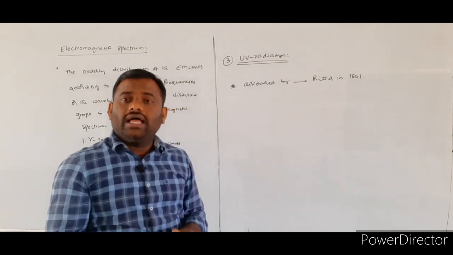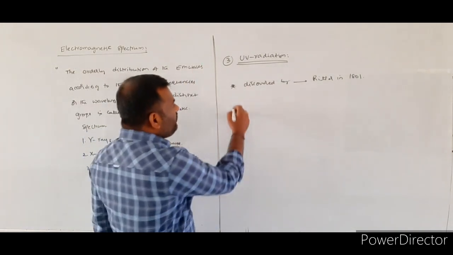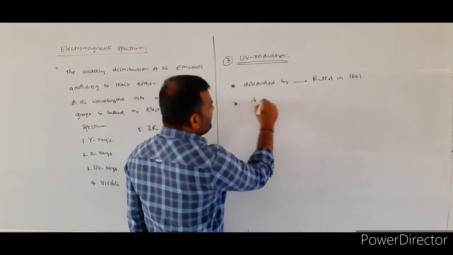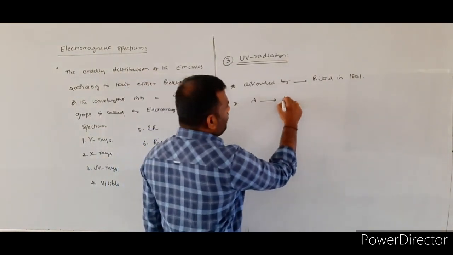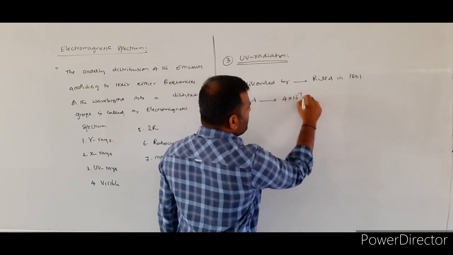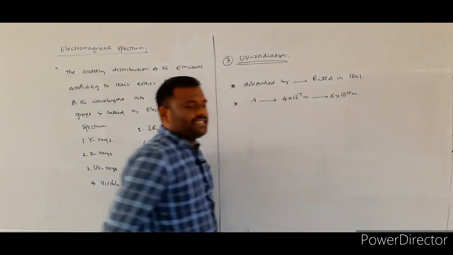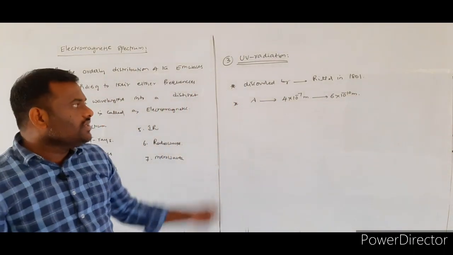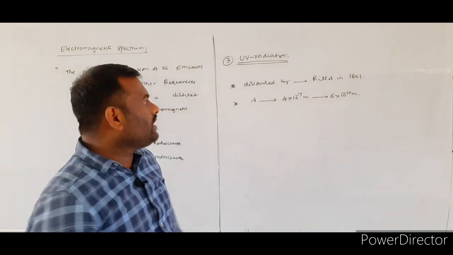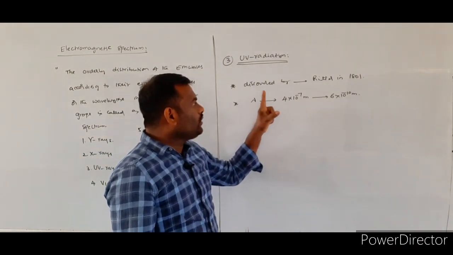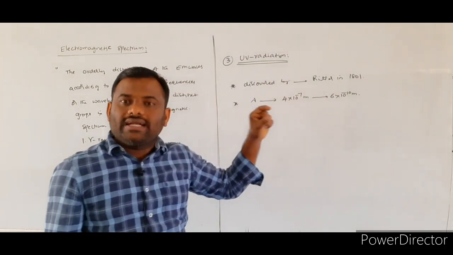of the UV radiation. So the wavelength range of the UV radiation is given by 4 into 10 power minus 7 meters to 6 into 10 power minus 10 meter. What does the wavelength range of the UV radiation mean? It means lambda is equal to 4 into 10 power minus 7 meters to 6 into 10 power minus 10 meter.